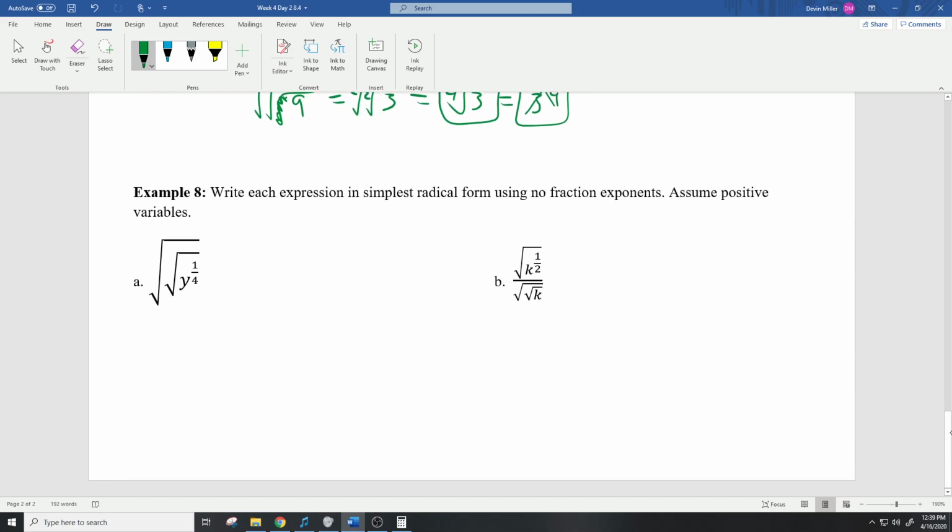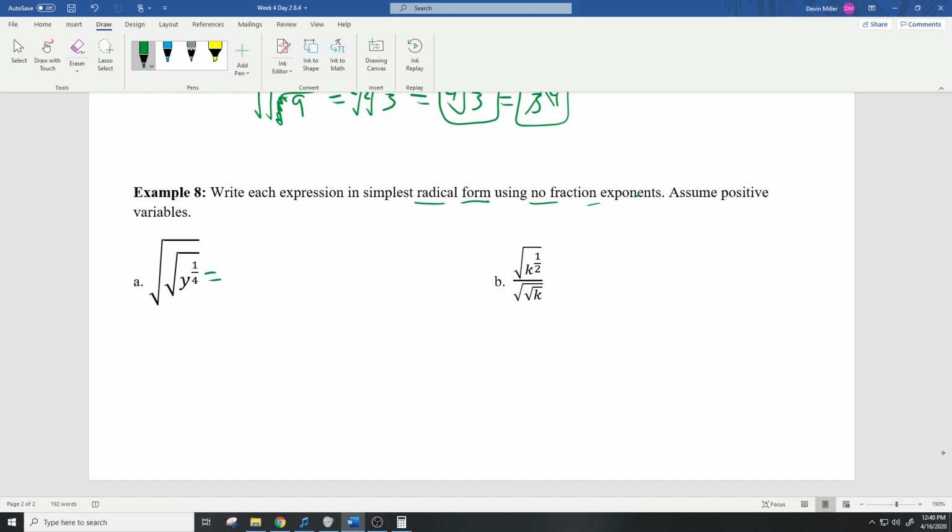Okay, example 8. Write each expression in simplest radical form using no fraction exponents. Assume positive variables. Okay, these last two are a little bit harder than the rest. So let's see if we can do this. And you also notice there's no numbers in here. All these have variables as the base.